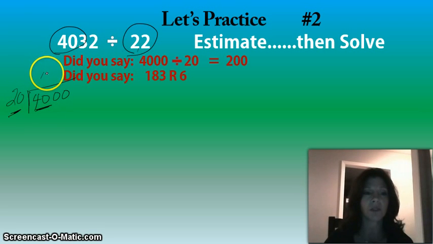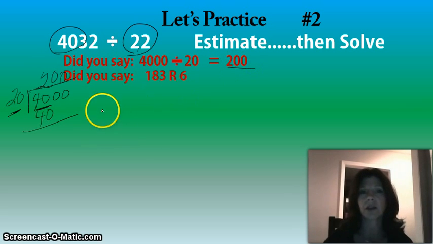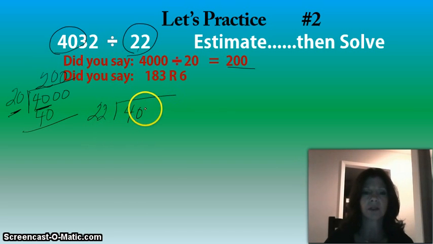20 goes into 40 twice, and when you get that, you've got 40. You have nothing left to bring down except 2 zeros, so you simply place those above the line, and that's your estimate. Now let's try the actual problem. So let's set up your actual division problem. 22 divided into 4,032.